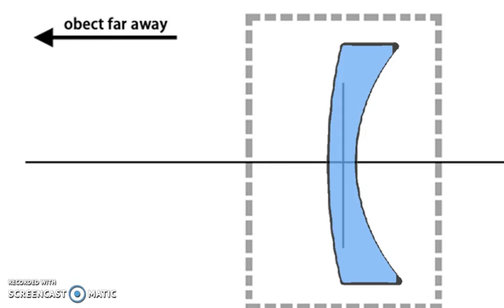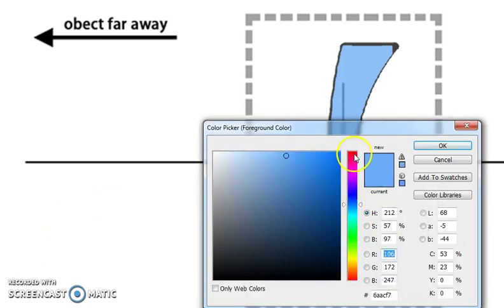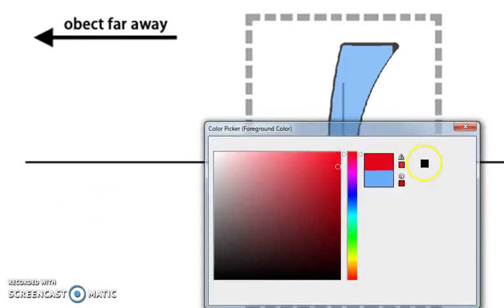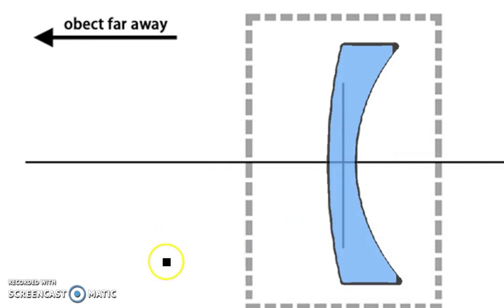So let's take a look at this for a second and say, okay, I'm just going to get my red light here. But let's go through the steps of how I figure this out. So first thing I have to say, okay, well, where is the image? I've got the object far away. It's somewhere really, really far away.